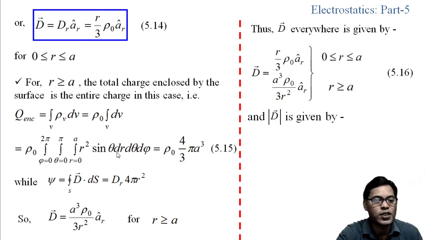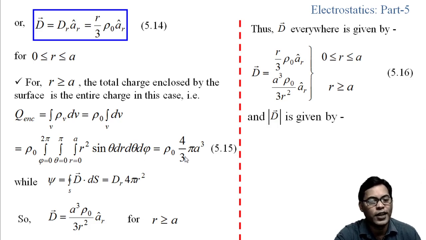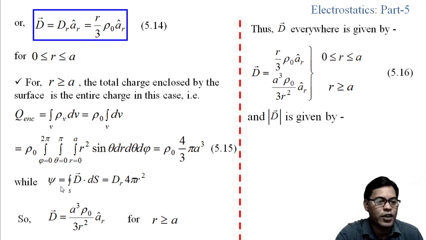And r square sin theta dr d theta d phi, from that we can get rho naught times the volume of a sphere, that is 4 by 3 pi a cube. In this case, the radius of the sphere a is considered because within this sphere the charge is enclosed. Now we need to calculate the total flux psi, which equals the surface integral of D dot dS, the same way, that will give us D_r into 4 pi r square.